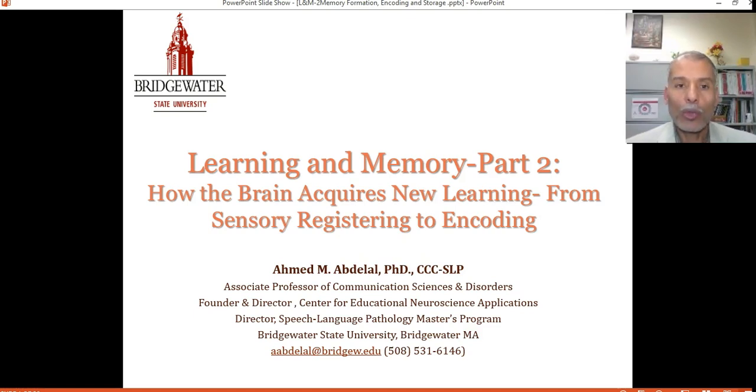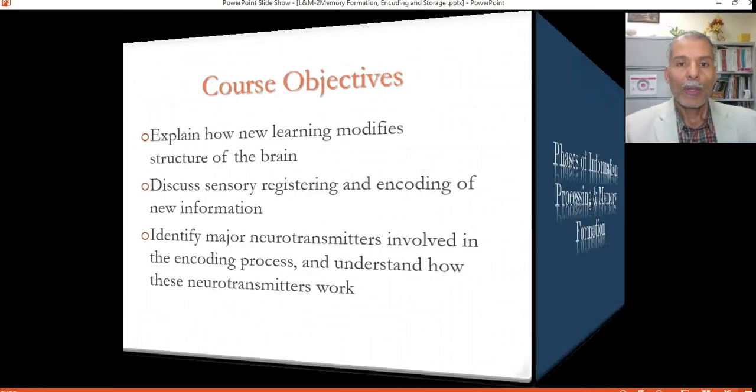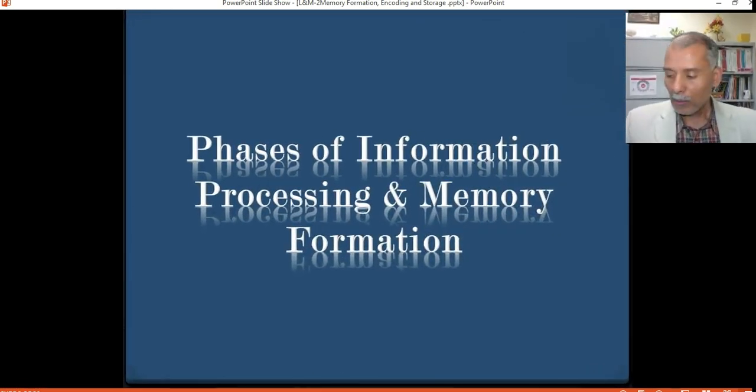In this section, we're going to speak about how the brain acquires new learning, exactly from sensory registering to encoding, from the time that the information comes in contact with our senses, with our sensory channels, to the time that the information is taken in, processed and broken down. So information processing occurs along many stages, many steps.